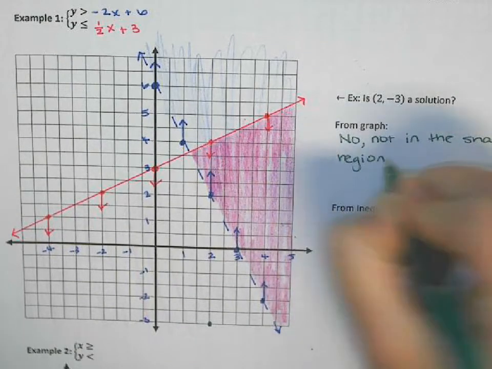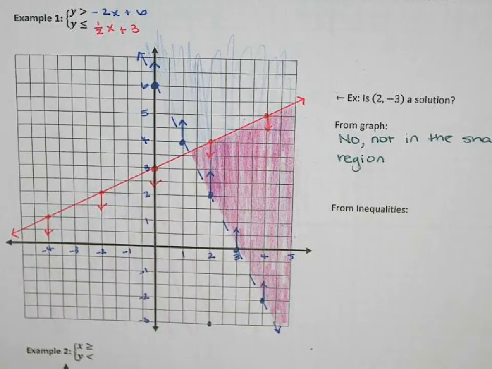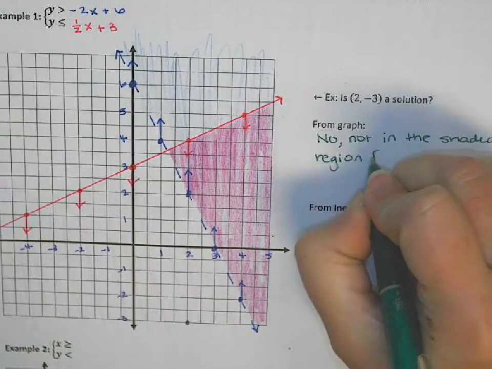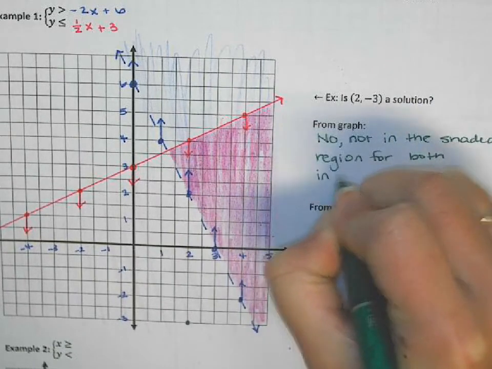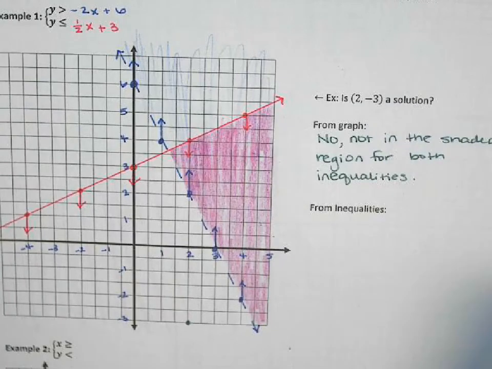I can see that it's part of one of the shaded regions, but not part of both of the shaded regions. So it's not in the shaded region for both inequalities. So it is not a solution.